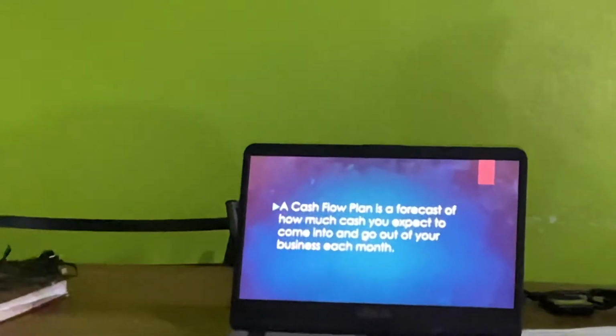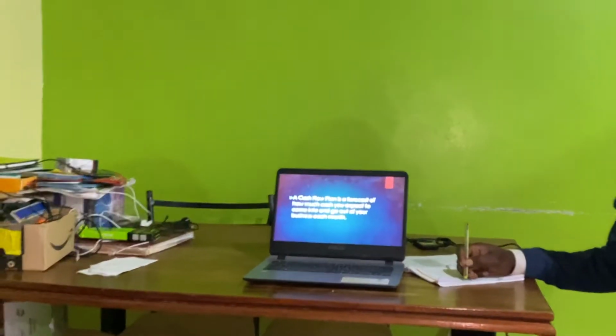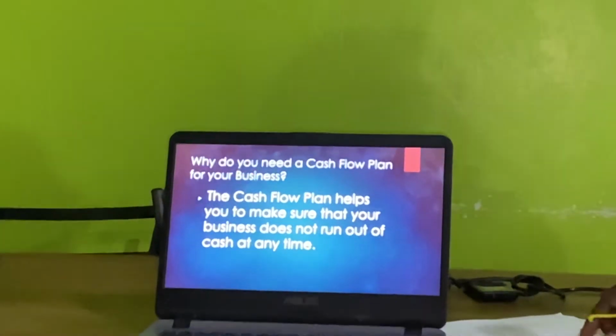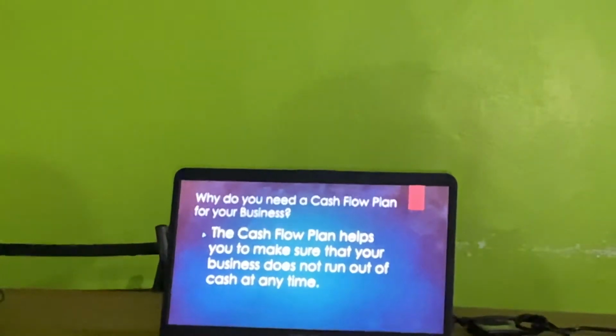Let's find out. Now, a cash flow plan is a forecast of how much cash you expect to come in and go out of your business within a month. So clearly, you're planning for your business on a monthly basis for you to be able to monitor. All right. So the next thing we want to ask ourselves is, why do you need a cash flow plan in your business? Why do you think you need that?